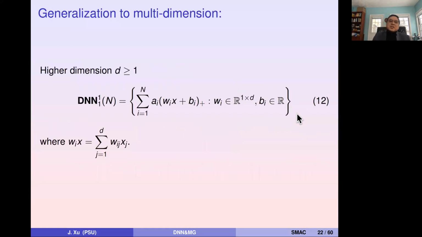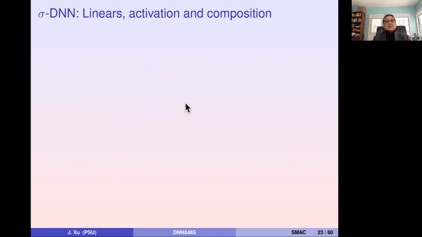Generalization to multi-dimension for the ReLU is straightforward. You replace this linear function inside by the multi-linear functions, in this case hyperplane. So you get a ReLU in multi-dimension. This is with one hidden layer. This is a neural network function.